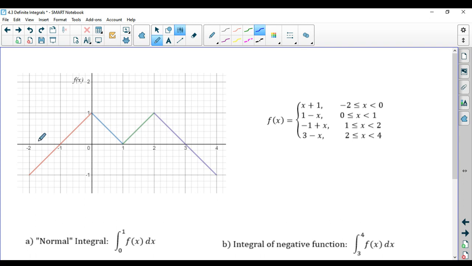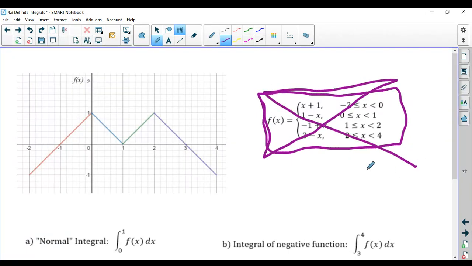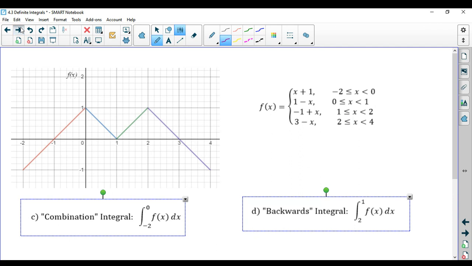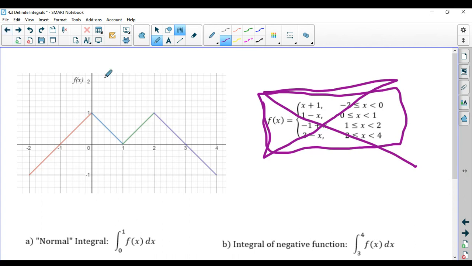So we're going to look at this graph of f of x, which is a funny looking graph. It is a piecewise function that consists of 4 linear graphs. That's what the equation is. You don't really have to worry about that because we're just going to be using the graph, because it's going to be easiest in terms of definite integrals. So I'm going to show you the 5 basic types of situations you're going to see for integrals.